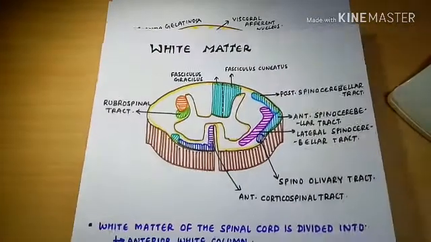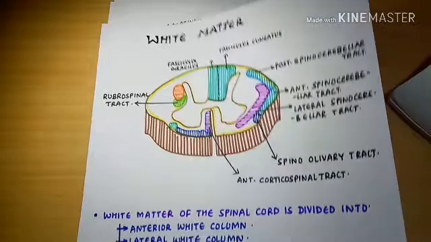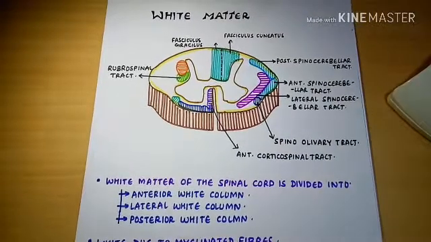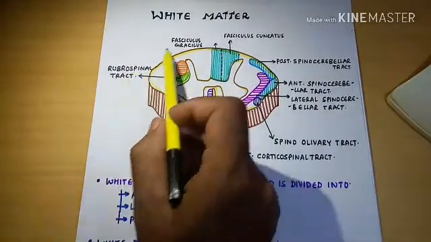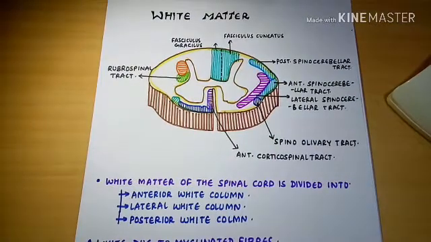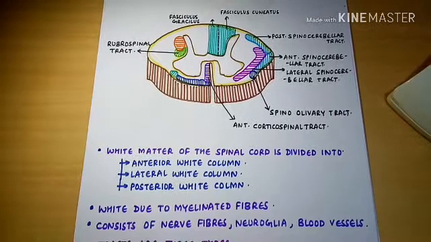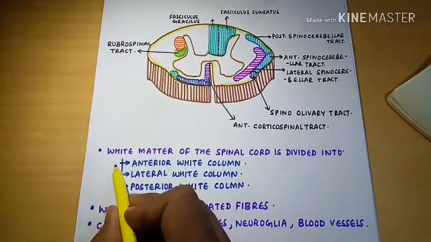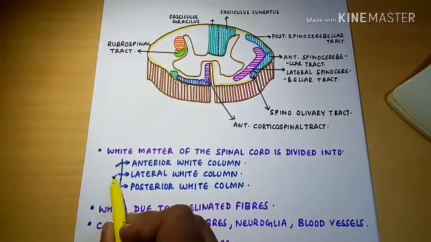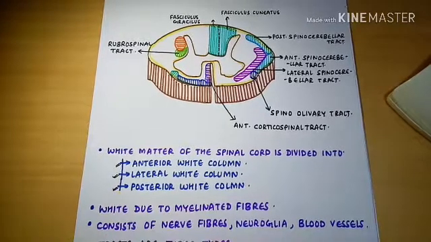So this is the diagram of the white matter which I have already drawn here. This is a cross section, or the transverse section, of the spinal cord, and this is the white matter. In general, the white matter of the spinal cord is divided into three types: the anterior white column, lateral white column and the posterior white column.